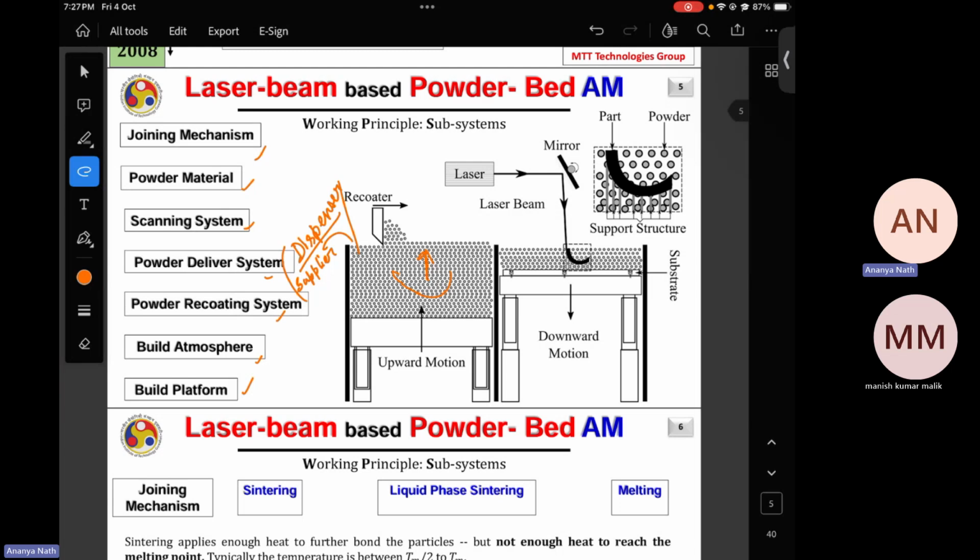Then build atmosphere. LPBF is generally a very large machine, and it has a lot of components attached to it. I will tell you what components are always attached to the LPBF system in big commercial companies who are really producing parts for real use. And then build platform: obviously it moves downward every time, but whether it is moving with a lead screw mechanism or by compressed air or by CNC, okay.